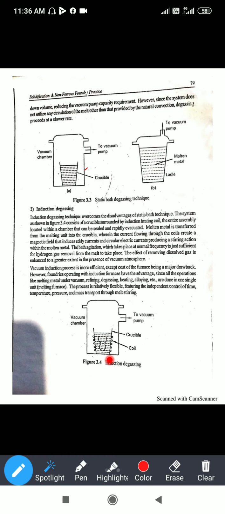Okay, now next we'll go with stream droplet degasification. Now see, in this stream droplet degasification, at the top there is a bottom pour ladle or crucible, and this is also one of the rapid, fast degasification methods. Over here there is a vacuum chamber. Within this vacuum chamber an empty ladle or crucible is kept. Now this filled ladle is placed over here.